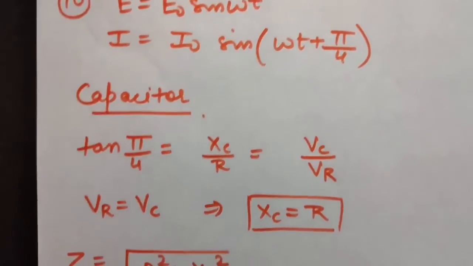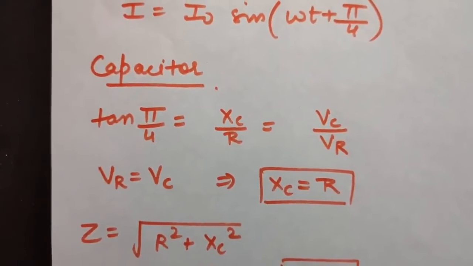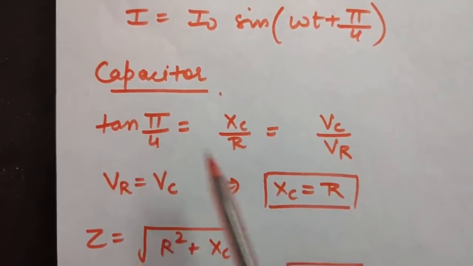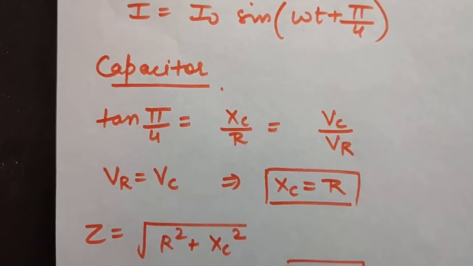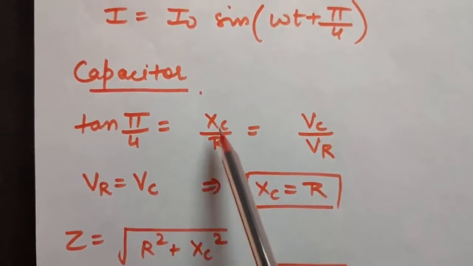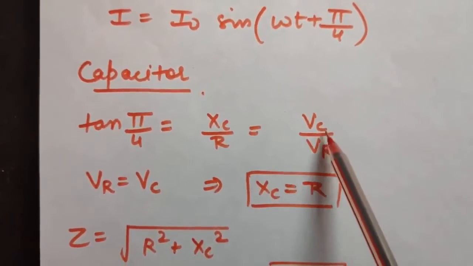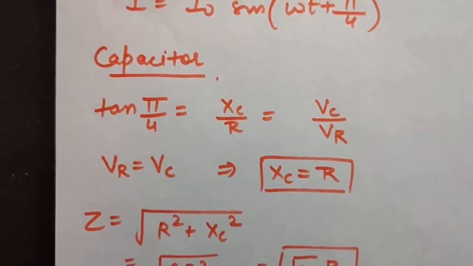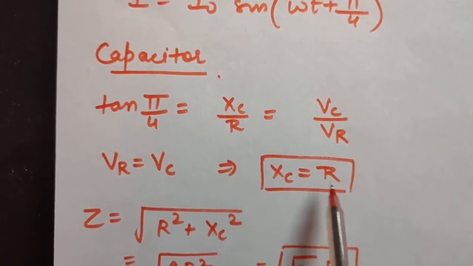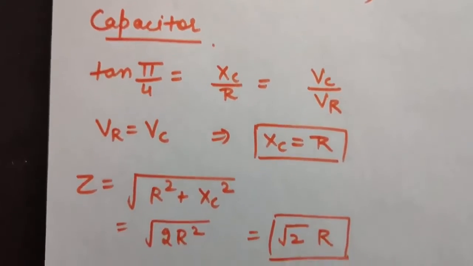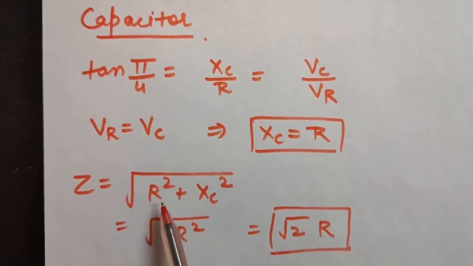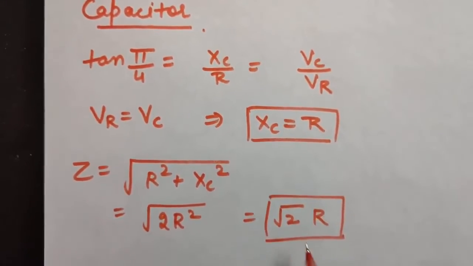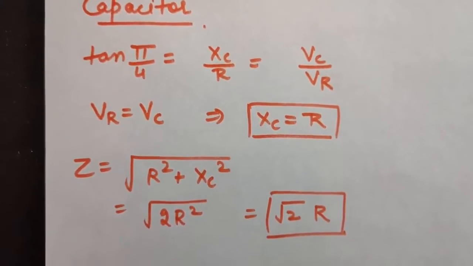Now you have to calculate the impedance in terms of resistance. As we know phi, and we know tangent phi, that is tangent pi by 4 is equal to (XL minus XC) upon R. Here XL is 0, so we have XC upon R, or we can write it as VC upon VR. Tangent pi by 4 is 1, that means XC will be equal to R. Now to calculate impedance, we'll use the formula under root R square plus XC square. XC is also R, so the answer will be root 2 R.